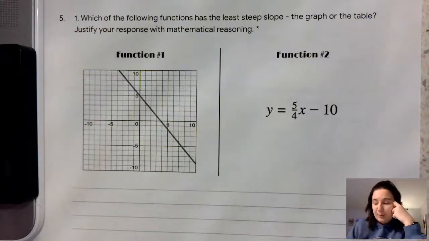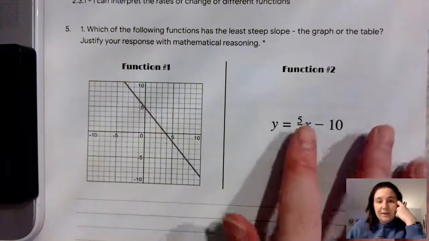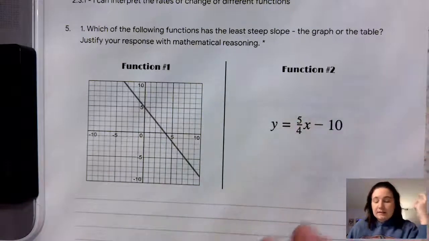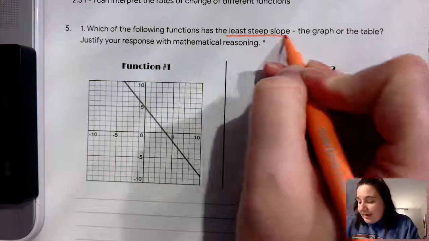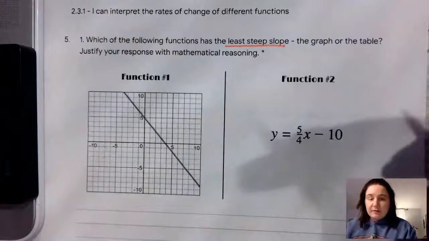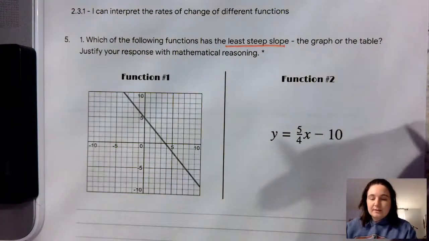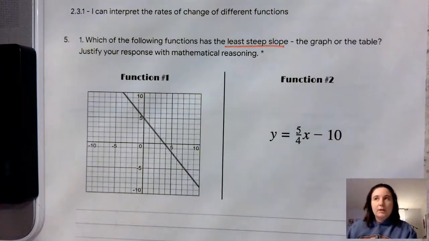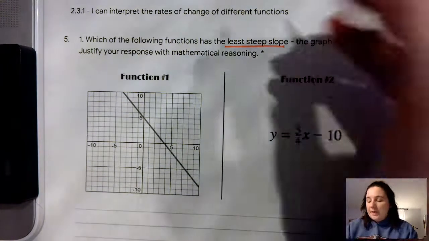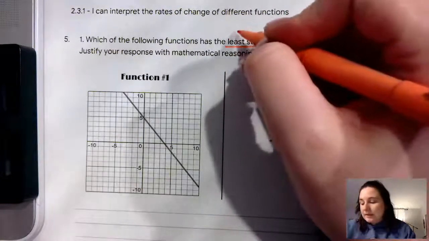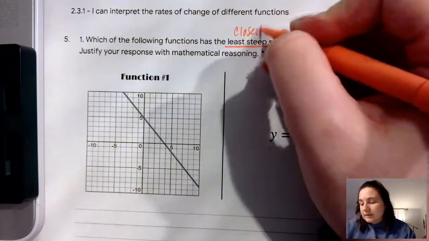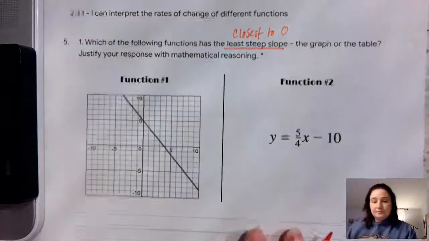Let's go through problem number 1 together. So it says, which of the following functions has the least steep slope? And I like to make a little note to myself of what that means in terms of the distance to 0, so that when I get to the end, I don't get so caught up that I just assume that it's the furthest away, because sometimes it's not. So least steep means closest to 0.